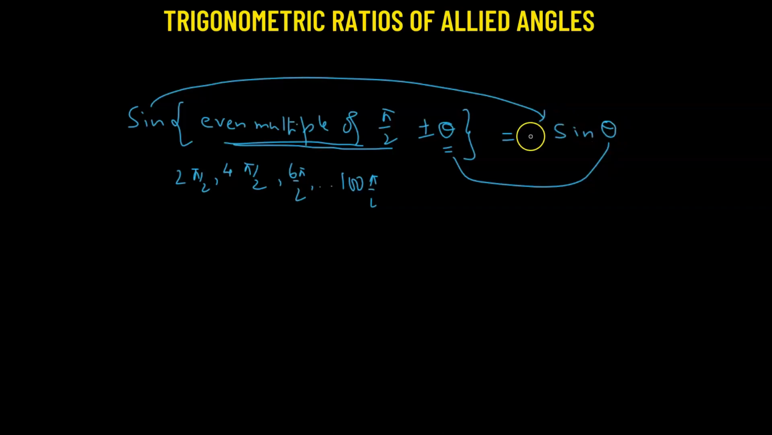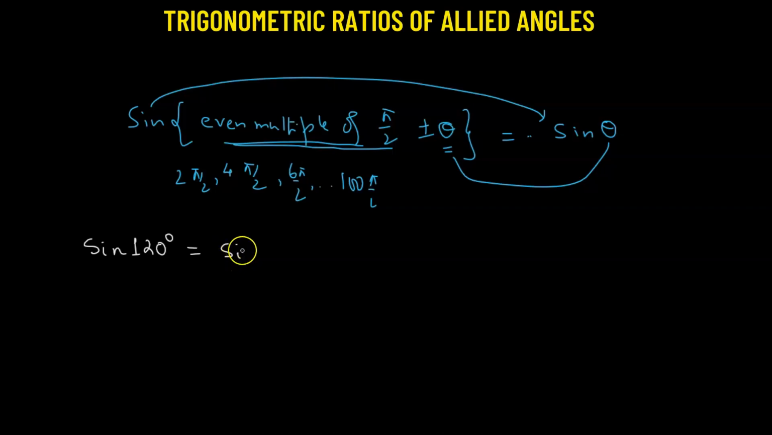Then coming to the sign of this value. It could be either positive or it could be negative. That depends on which particular quadrant we are in. Let's try to understand this with the help of an example. Let's say, for instance, we want to find out the value of sine 120 degrees. Now, how do we find out the value of sine 120 degrees?